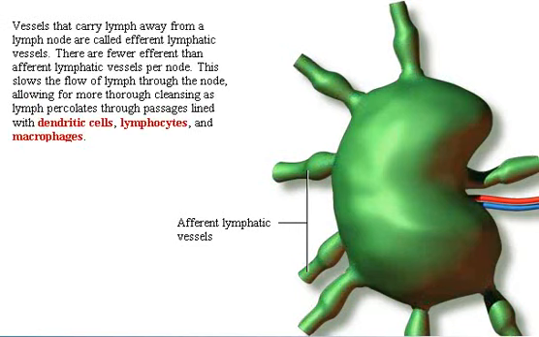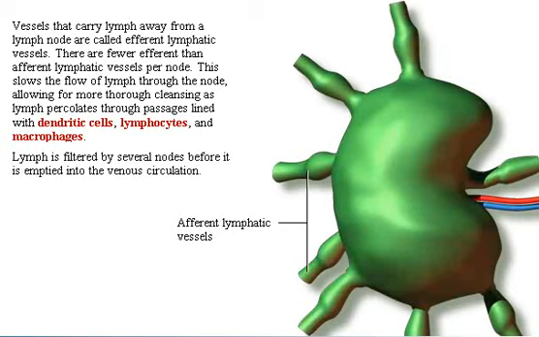Vessels that carry lymph away from a lymph node are called efferent lymphatic vessels. There are fewer efferent than afferent lymphatic vessels per node. This slows the flow of lymph through the node, allowing for more thorough cleansing as lymph percolates through passages lined with dendritic cells, lymphocytes, and macrophages. Lymph is filtered by several nodes before it is emptied into the venous circulation. Click the efferent lymphatic vessel.